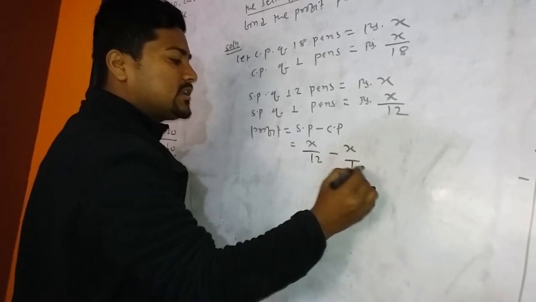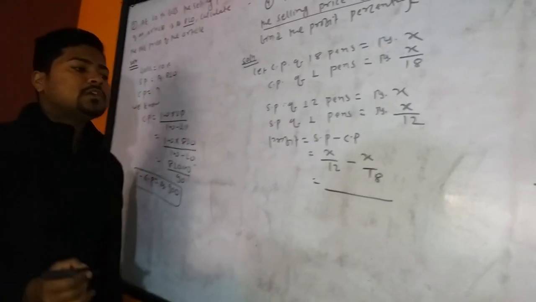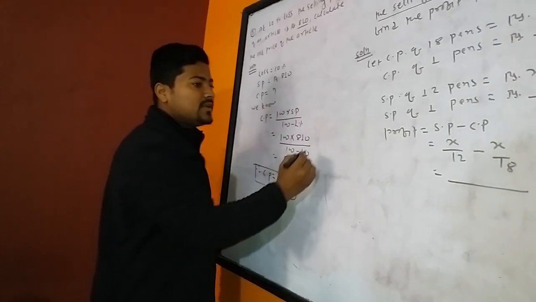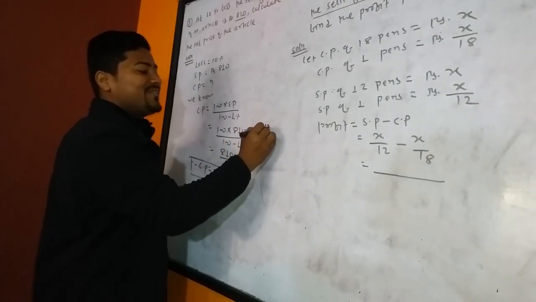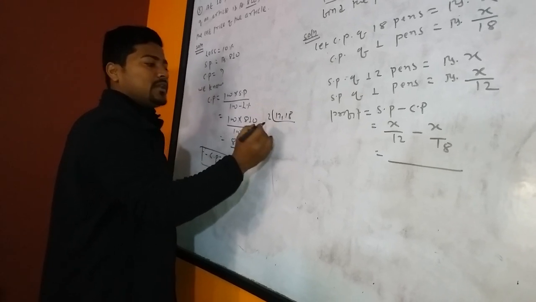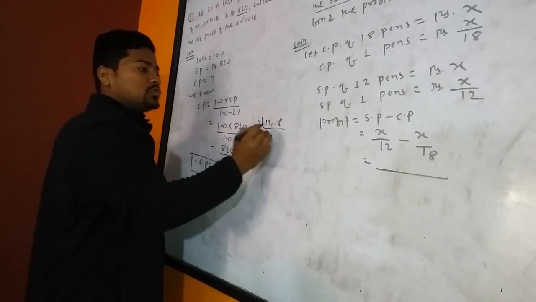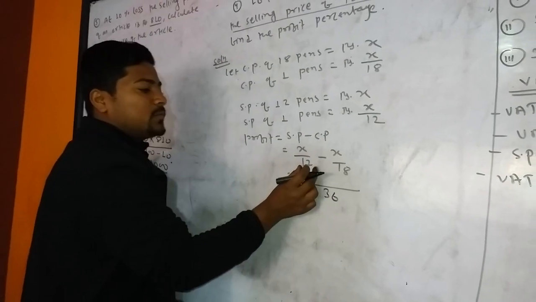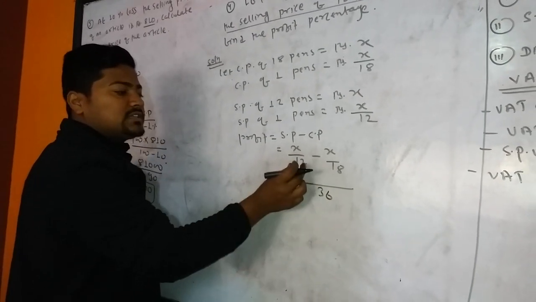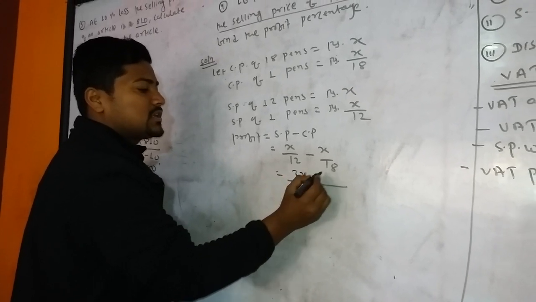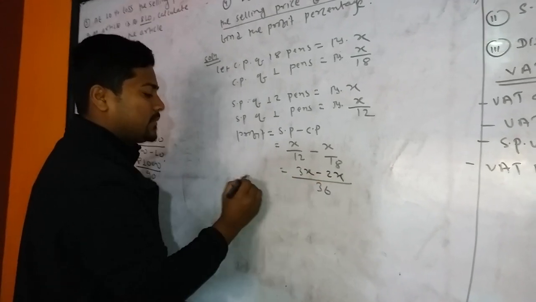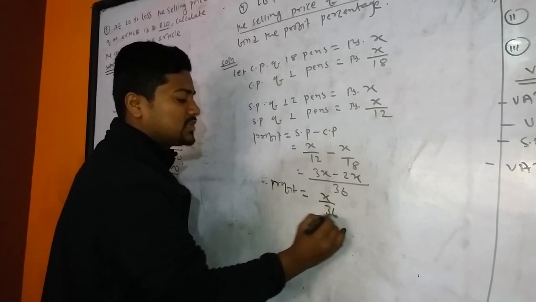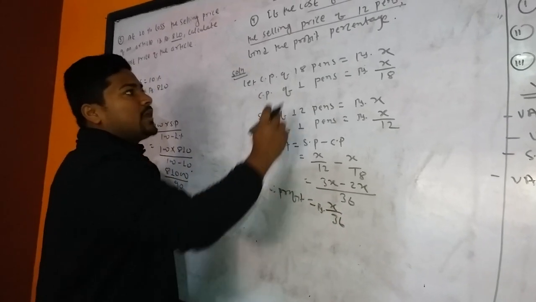X by 18. So now we have to take the LCM of 12 and 18. What is the LCM? 6? No. 12 and 18, how does LCM 6 come? Now here, 2 6s are 12, 2 9s are 18. 36 is the LCM. 12 and 18 given, then 36 is the LCM. 12 3s are 36, 18 2s are 36, then what will come? Therefore profit is equal to x by 36 rupees.